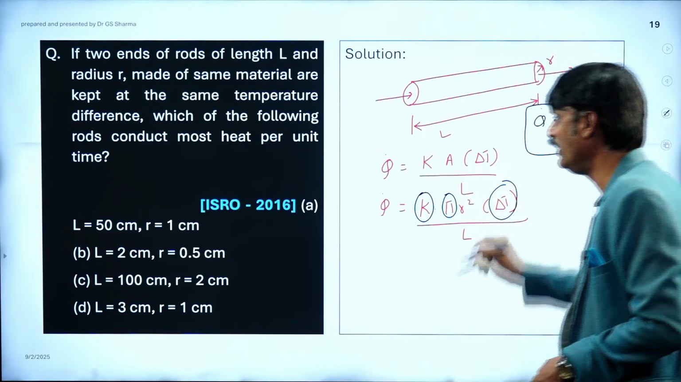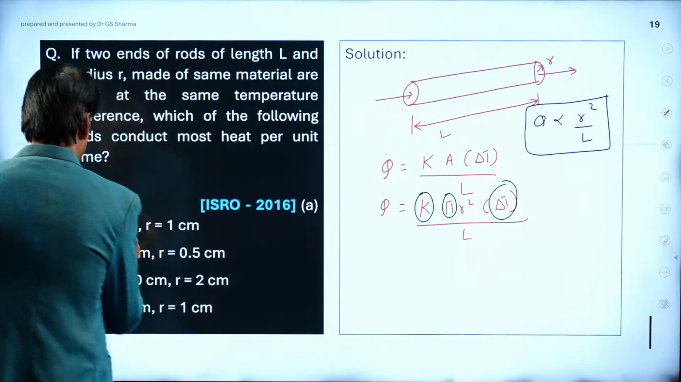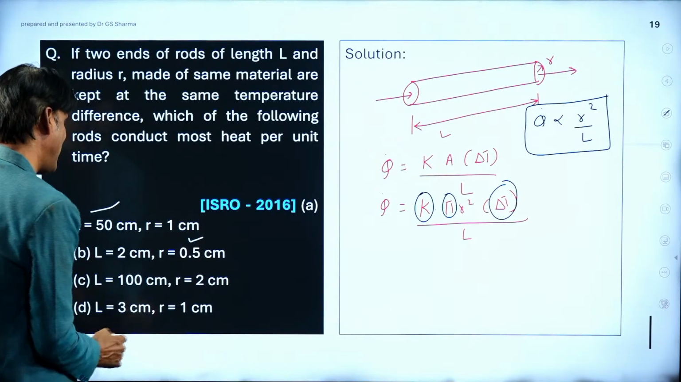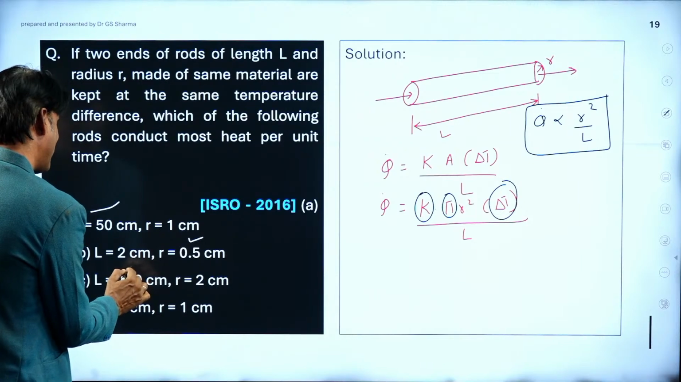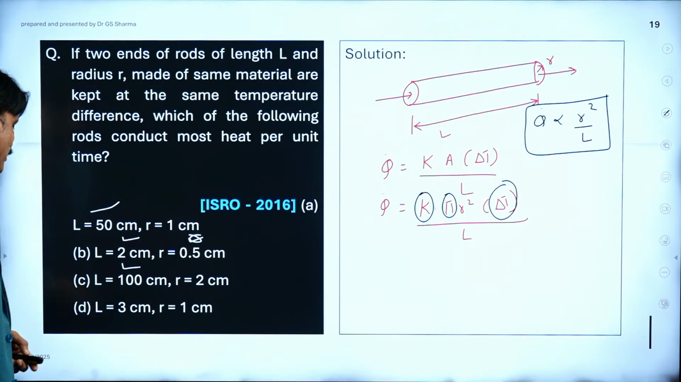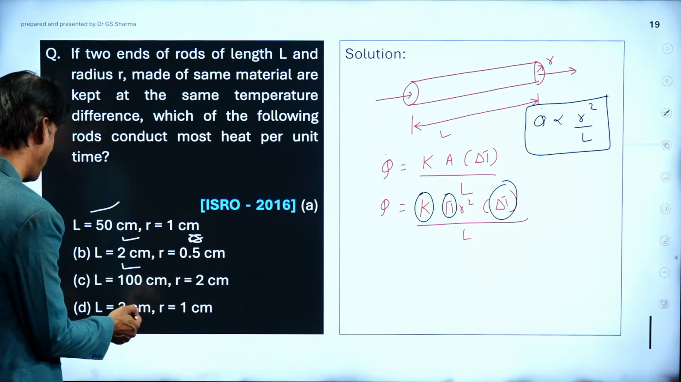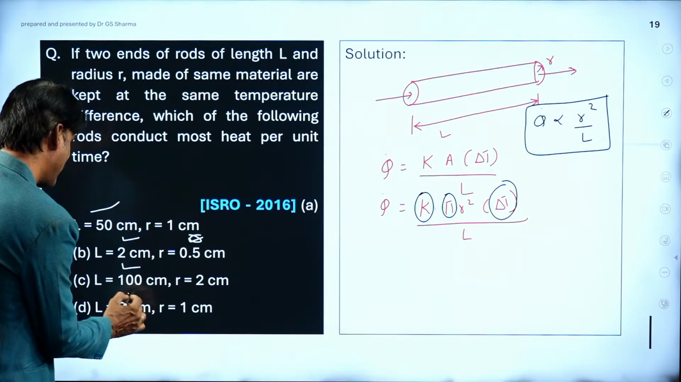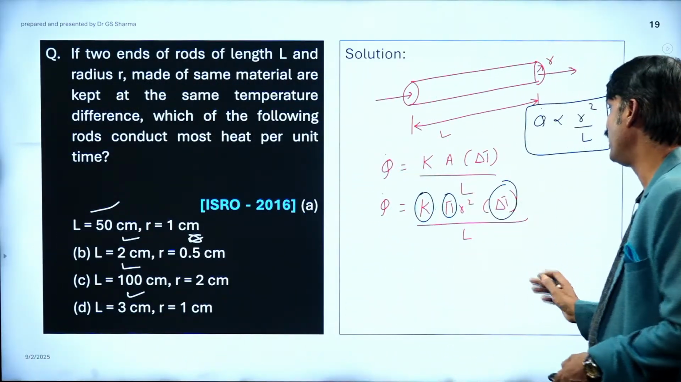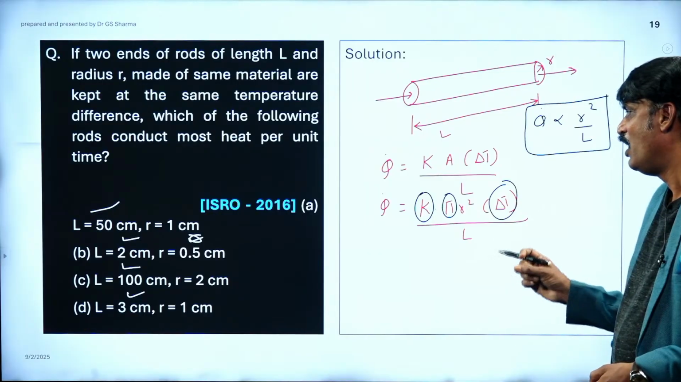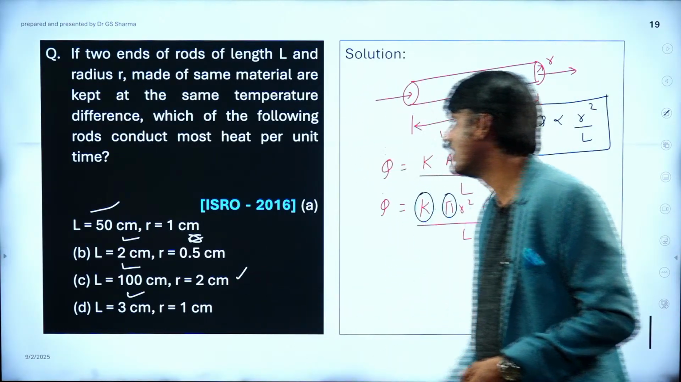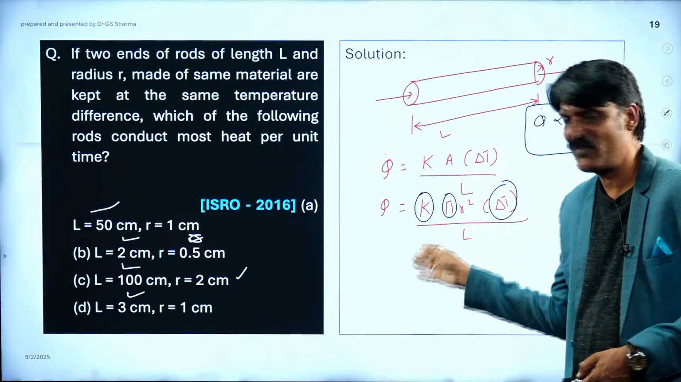Check appropriately. In these, this length is 50 centimeters. This length is 0.5 centimeters. This length is 2 centimeters. This length is 100 centimeters, and the value of this is 3 centimeters. So whenever you are trying to write this rate of heat flow, check for maximum radius. So it should be 2 centimeters. Calculate, you will get the answer.